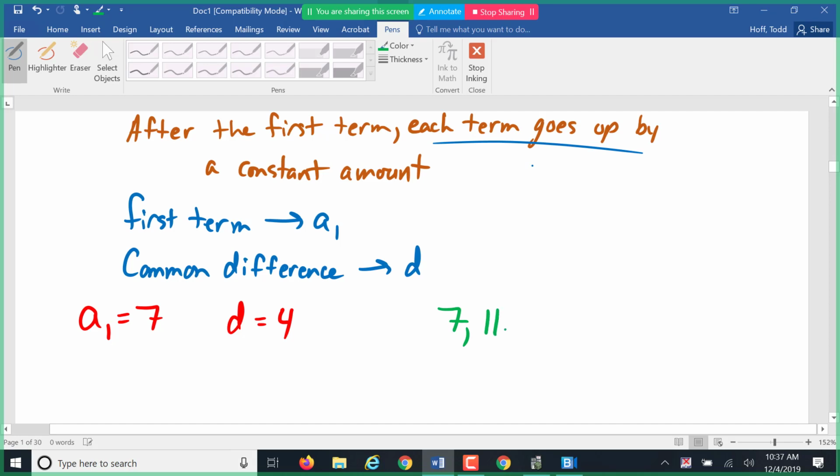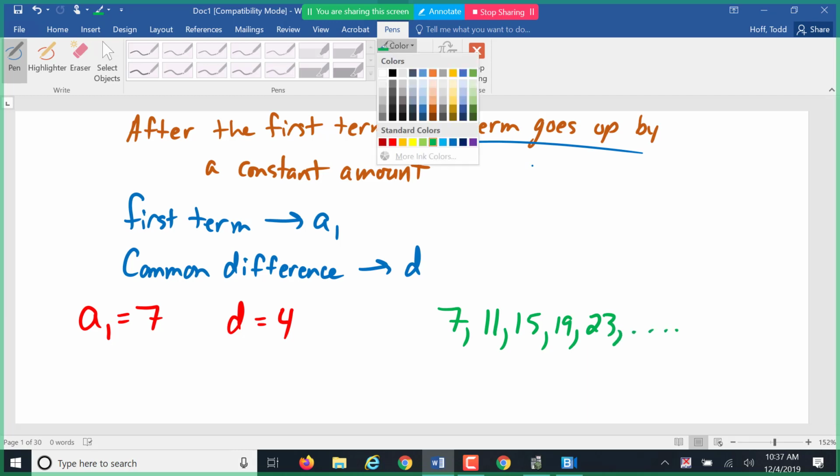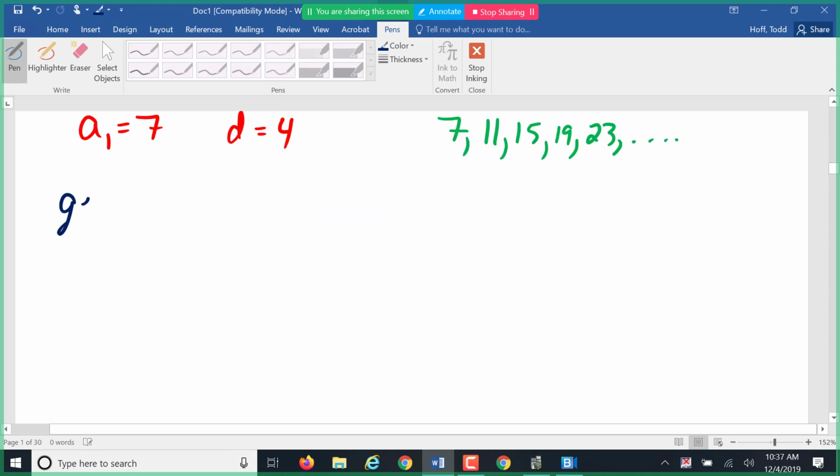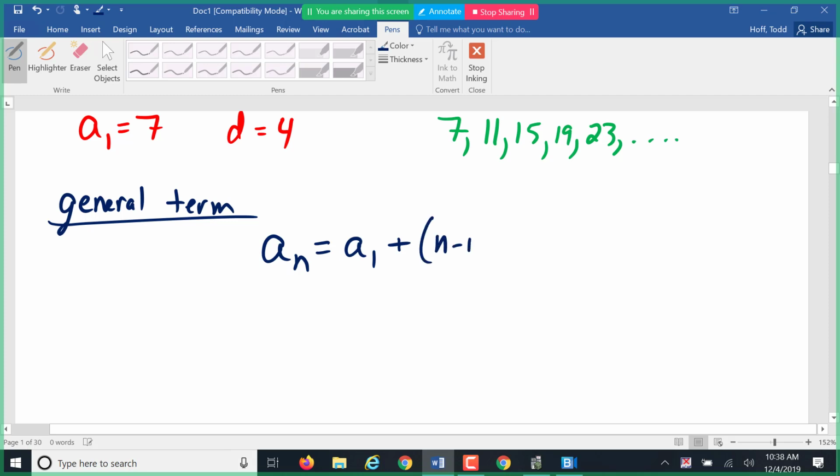So 7 plus 4 is 11. 11 plus 4 is 15. 15 plus 4 is 19. 19 plus 4 is 23. And it continues. We can express an arithmetic sequence in terms of A1 and D in a couple of different ways. We can express the general term of an arithmetic sequence as An equals A1 plus n minus 1 times D.